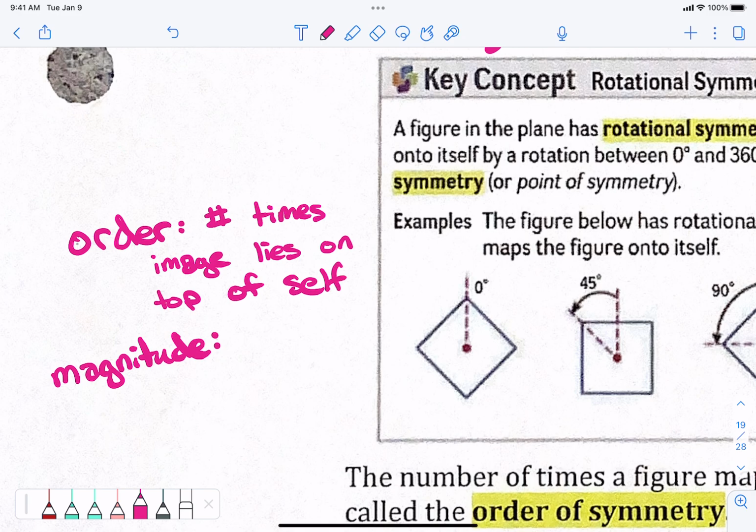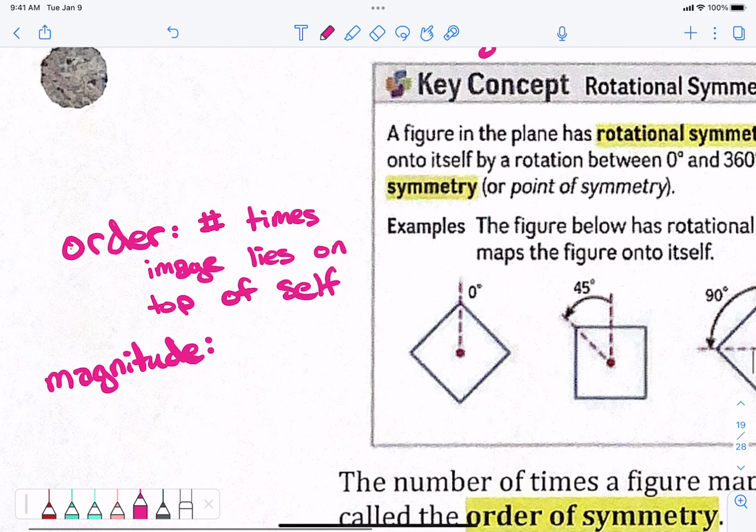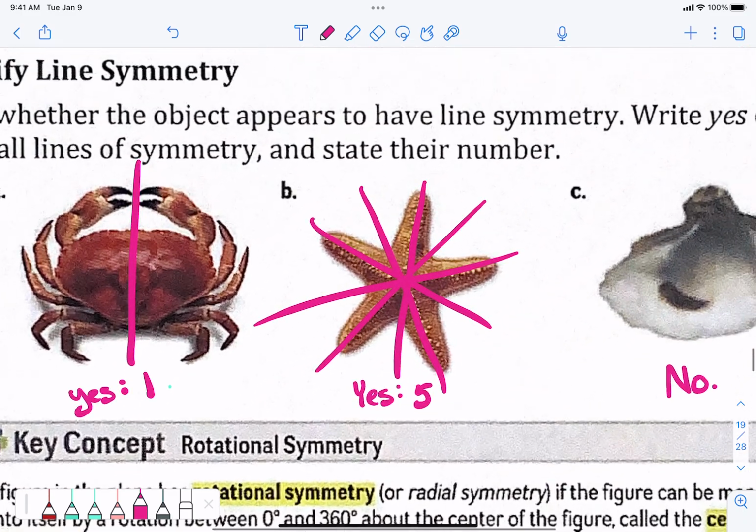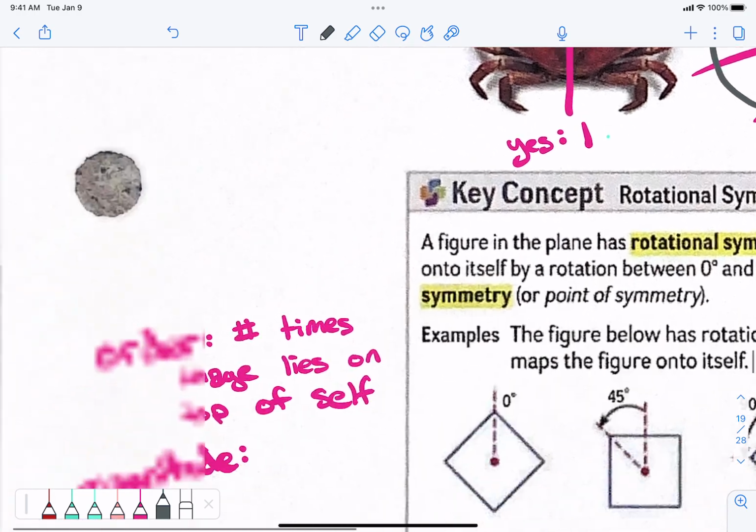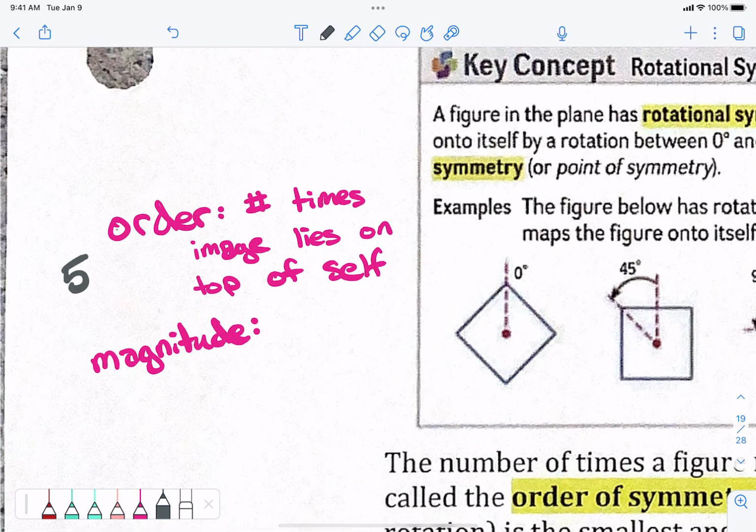I'm going to go to the starfish. If I rotate this starfish from here to here, will it be the exact same looking starfish in the same position? Yes. If I rotate it from here to here, will it look the same? How many times can I rotate it in order for it to map on top of itself? 5, because it has 5 branches of the starfish. So the order in that case is 5.